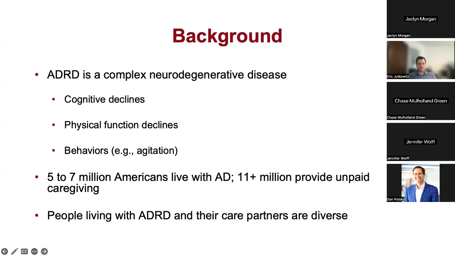Every time I look in the literature, the prevalence estimates for the number of people in the US with dementia seem to change slightly. I think last I looked, the estimate was between 5 to 7 million Americans living with dementia.